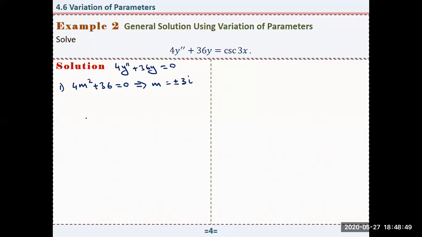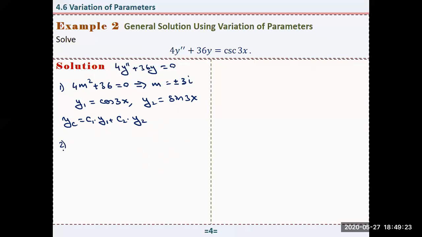Right? So now we can write the first fundamental solution of this one, y sub 1, is cosine of 3x. The second one, y sub 2, would be sine of 3x. Then we can write the complementary solution of the differential equation, that is c sub 1 times y sub 1 plus c sub 2 times y sub 2, where y sub 1 equals this and y sub 2 equals this, right?